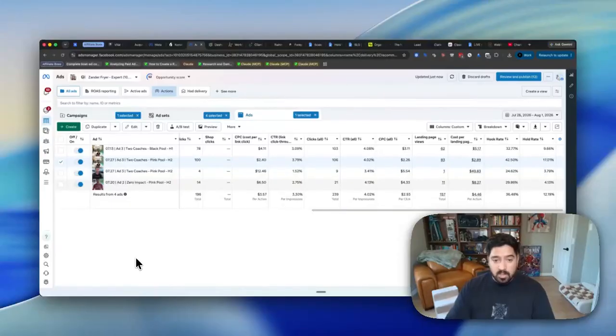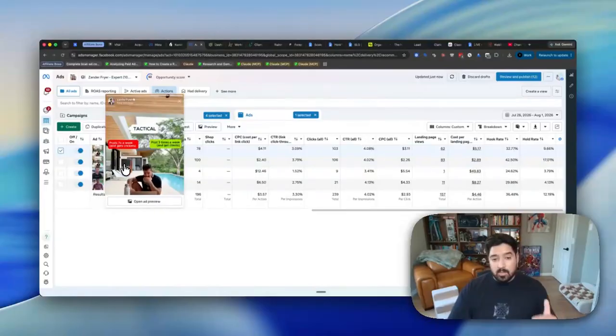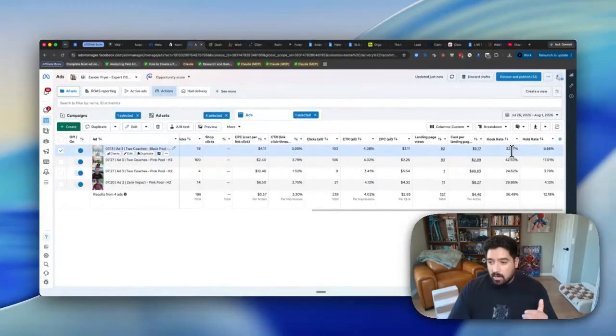I picked hook 2, and what ended up happening was really, really cool. This is a hook that I was using previously, this tactical one, and then it was kind of a before and after, which was working pretty well. I had a hook rate of 32% and a hold rate of 9%. I gave Claude all those metrics with the prompt, and then from there it spat out 5 new hooks that I could test. From there, I picked hook 2 because I felt like it would work the best.